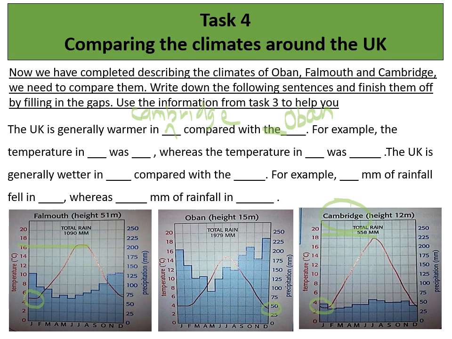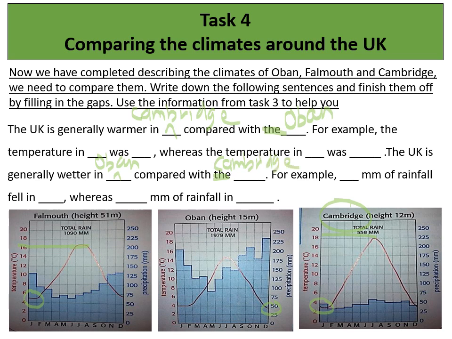So you identify which area has the highest amount of rainfall versus which area has the lowest amount of rainfall. So the UK is generally wetter. Well, it's very clear here in Oban that there's lots and lots of very high bar charts. So I would say that the UK is generally wetter in Oban. And then if you look here at Cambridge, their bar charts are very low. So then we would compare that with Cambridge.